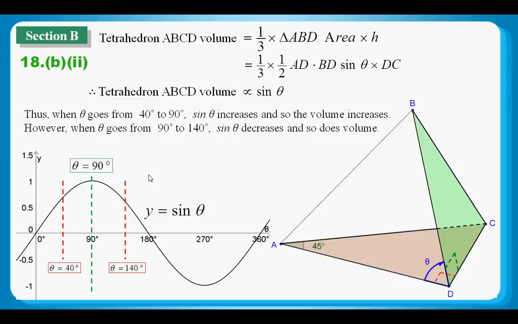So I make this conclusion for the solution. When theta goes from 40 degrees to 90 degrees, sine theta increases, and so the volume increases. However, when theta goes from 90 degrees to 140 degrees, sine theta decreases, and so does the volume.